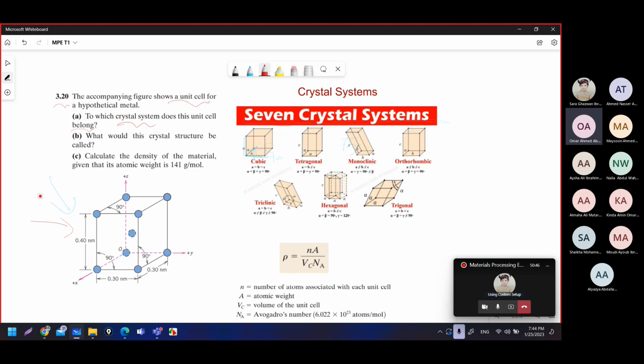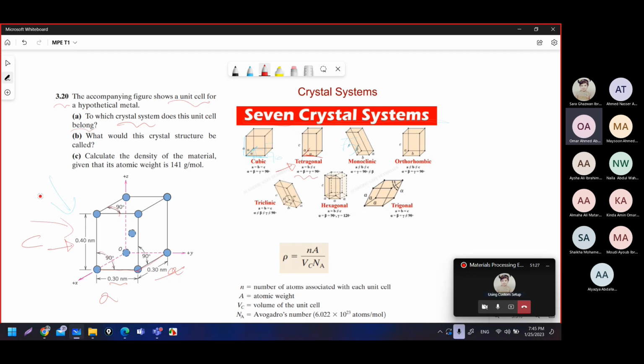This unit cell, as you can see, has this edge 0.3 nanometer, this one 0.3 nanometer, but this one is 0.4 nanometer. And all the angles, this one is 90, this one is 90, this one is 90. All of them are 90. So if I compare with these 7 crystal systems, I will find that this unit cell is tetragonal, because I have 2 edges that have the same length, 0.3 and 0.3. Assume they are A. This one is A and this one is A, and this one, 0.4, is C. And the angles, all of them are 90.